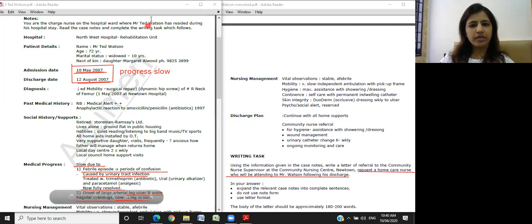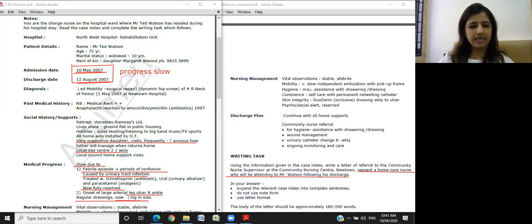It is given that his daughter supports him. Then local day center twice weekly. So what is this local day center? It is like the club you have, but these local day centers are run by the government. They are basically activity centers for retired people or people who are lonely, elderly. These people will go there and play board games, or if they are healthy enough, they play other games with other elderly people there. So it is basically a recreational activity center. So this patient visits it twice weekly.